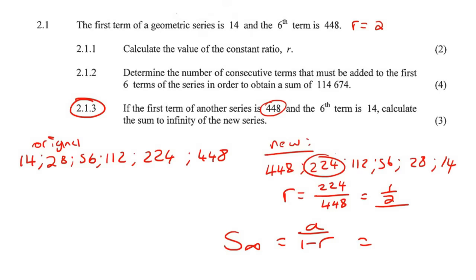R of this sequence is a half. See, here the R value is 2 because you're going from 14 to 28 to 56. So you're multiplying. Here you're multiplying by a half because the numbers are getting smaller. Okay? And if you work this out, it's going to end up doubling. So you're going to get 896 as your final answer.